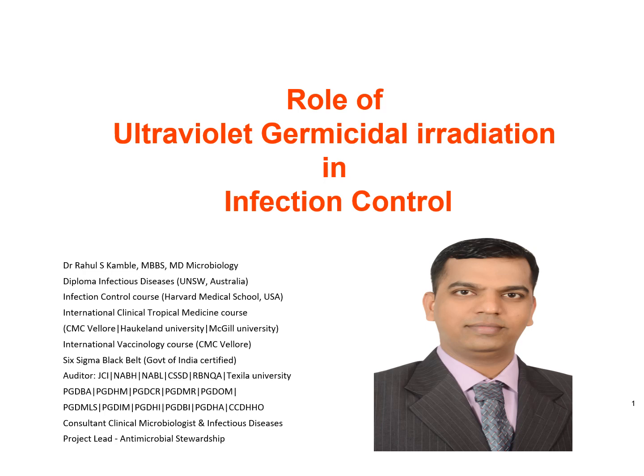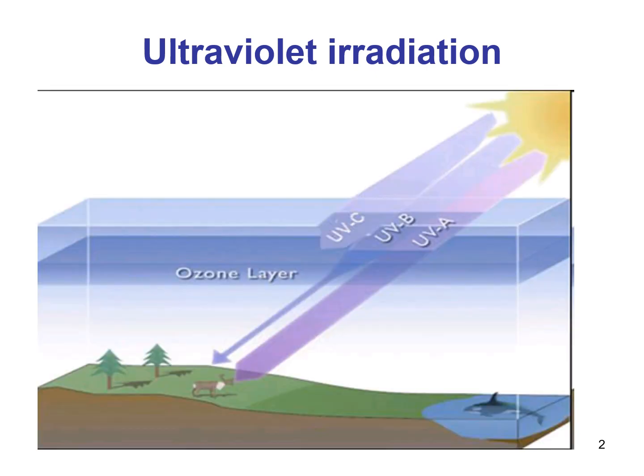Let's learn about the role of ultraviolet germicidal irradiation in infection control. The sun emits three types of ultraviolet rays, A, B, and C. Ultraviolet rays A and B cause skin burns and skin cancer. It is the ultraviolet C that is germicidal.